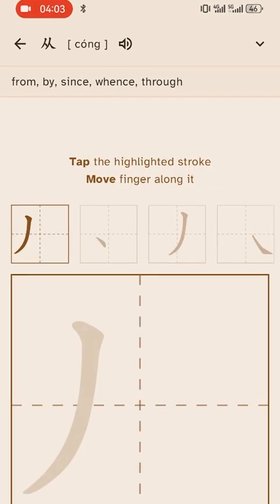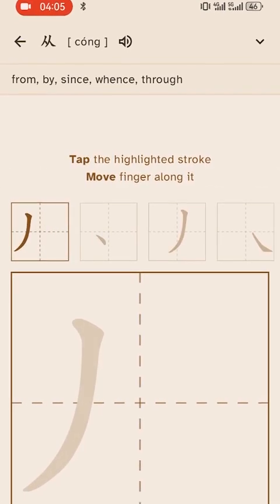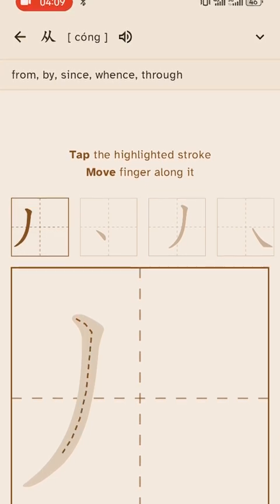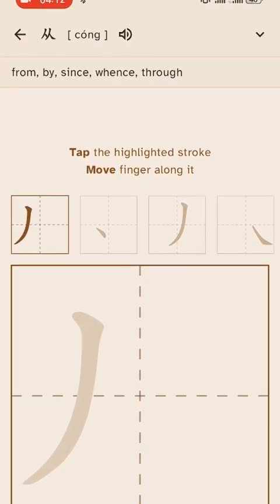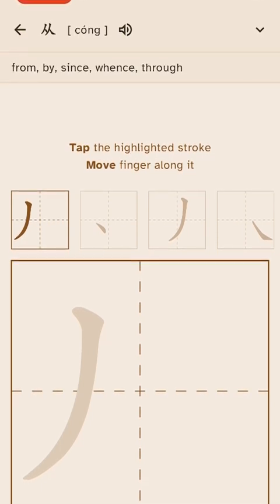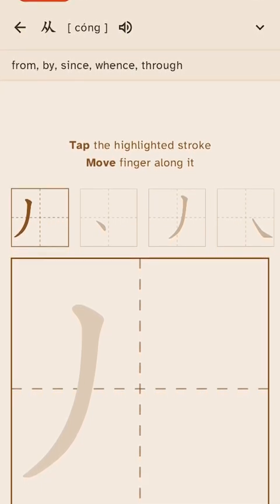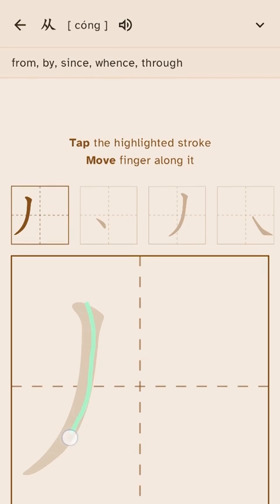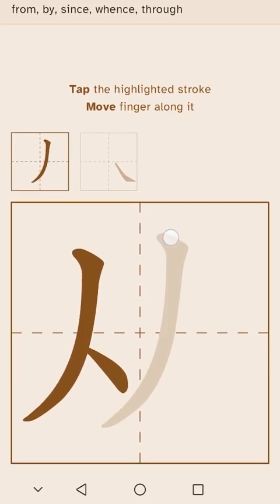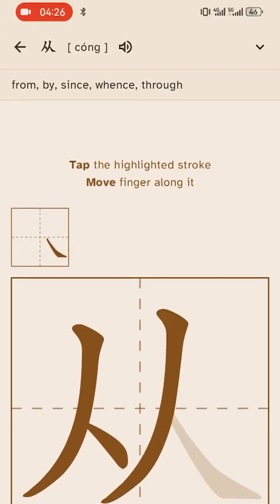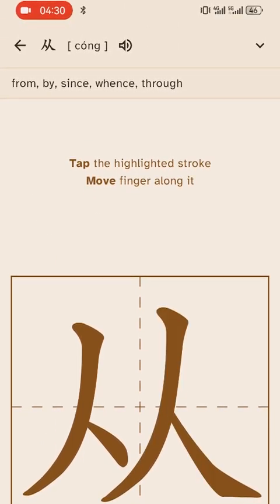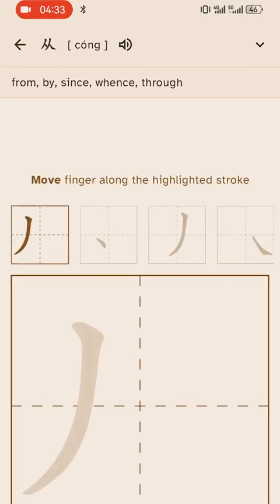And now let's do the stroke train. Tap the small grid and see the stroke animation. Now you should be very familiar about the stroke train of the character. You start from top and downward to left. Start from top and downward to right. You start from top and downward to the left. You start from top and downward to right. It's very easy, right? Now let's enter the practice mode.